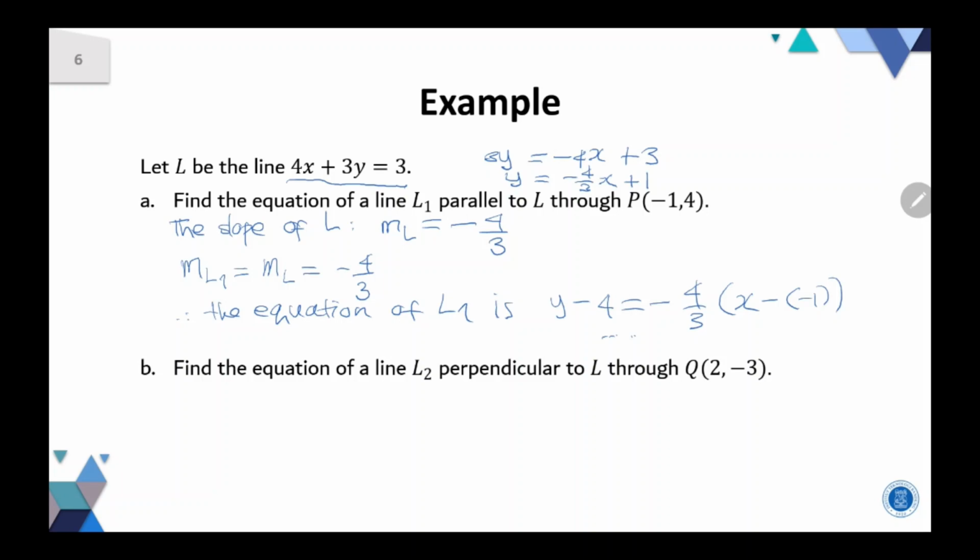The second question is now you want to find the equation of a line which is perpendicular. Because it is perpendicular, the slope will be minus 1 over the other slope, which is what? Minus 1 over minus 4 over 3, and this is equal to 3 over 4. All right, so now what is it?